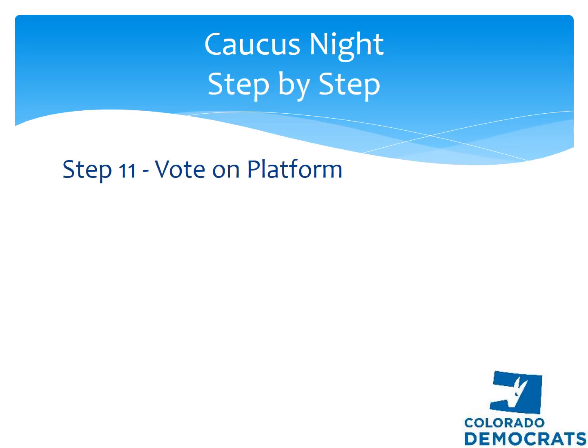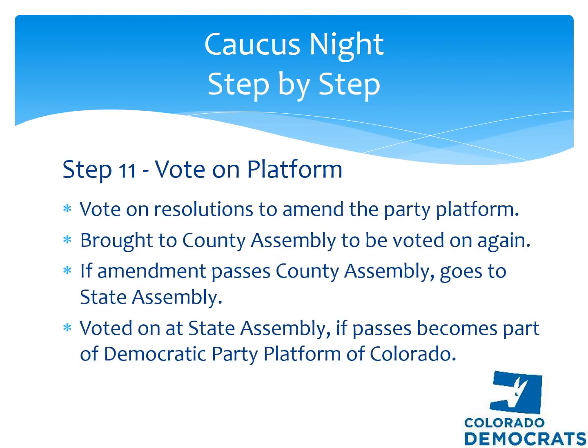The next step is to vote on platform issues. Each precinct can bring forth resolutions to be voted on at the precinct level. If they are passed, they are submitted to the county assembly to be folded into the county party's platform. And then those amendments can be passed on to the state assembly to be folded into the statewide platform of the Democratic Party.